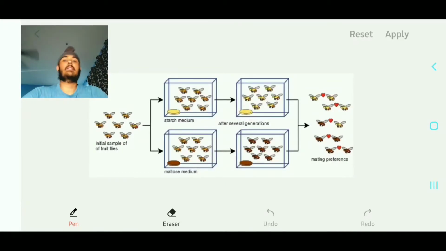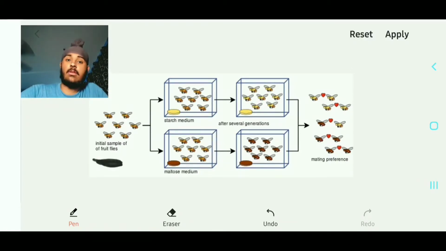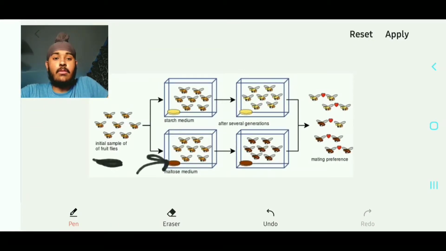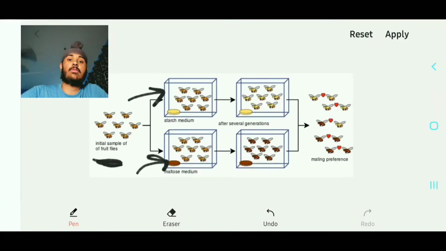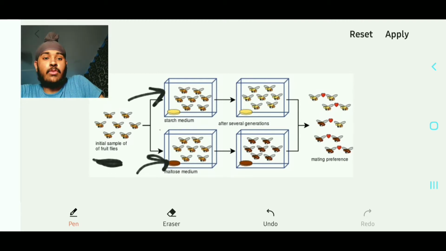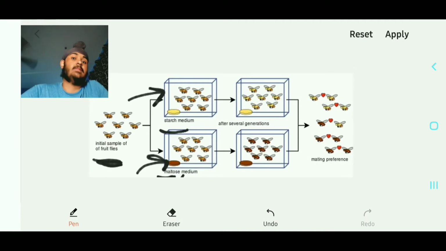Okay, so this is an example of how speciation occurs. Initially, you start out with the initial sample of the fruit flies. From there, you'd branch into this. So these are the 2 different environments. There's almost like a geological barrier. One's in one environment, one's in another environment. They're isolated from each other. One's getting starch and one's getting maltose. So you could think of it as a geological barrier, but not necessarily.